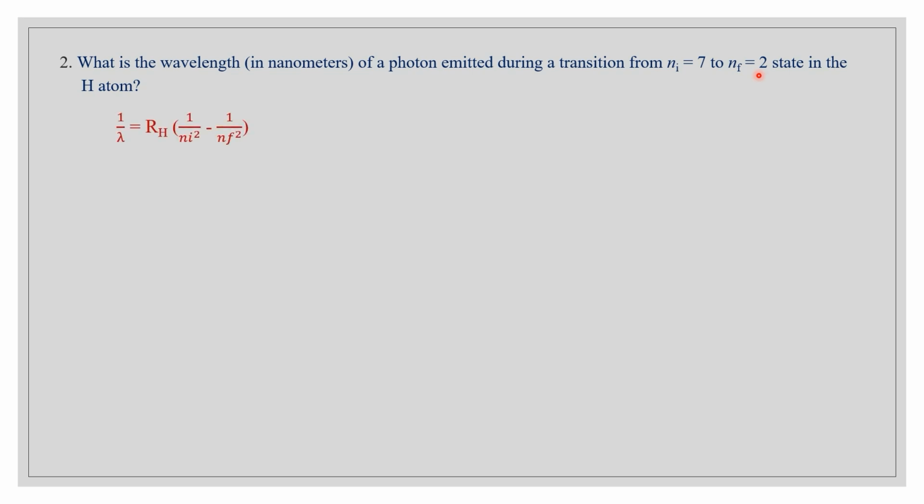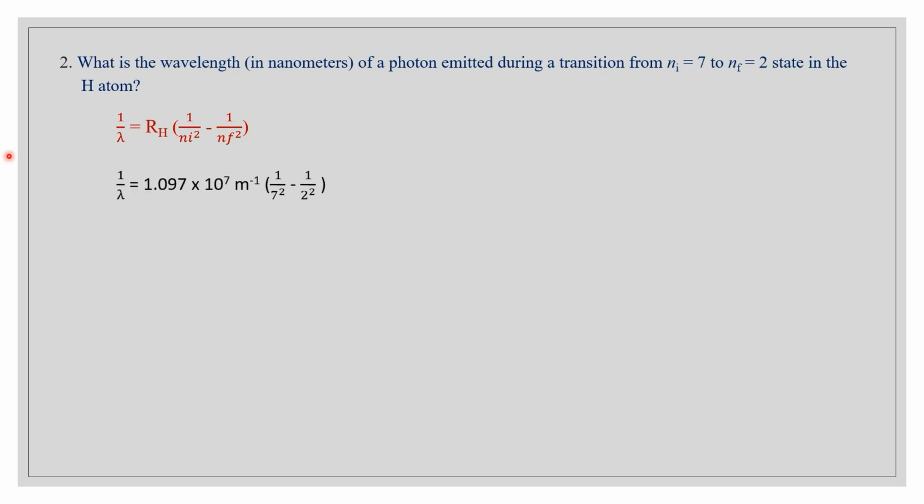So let's apply this equation. 1 over lambda is equal to RH, which we call the Rydberg constant. It has a constant value, times 1 divided by n initial squared, this is the initial level, that is 7 squared, minus 1 divided by nf squared. nf means final energy level, that is 2 squared.